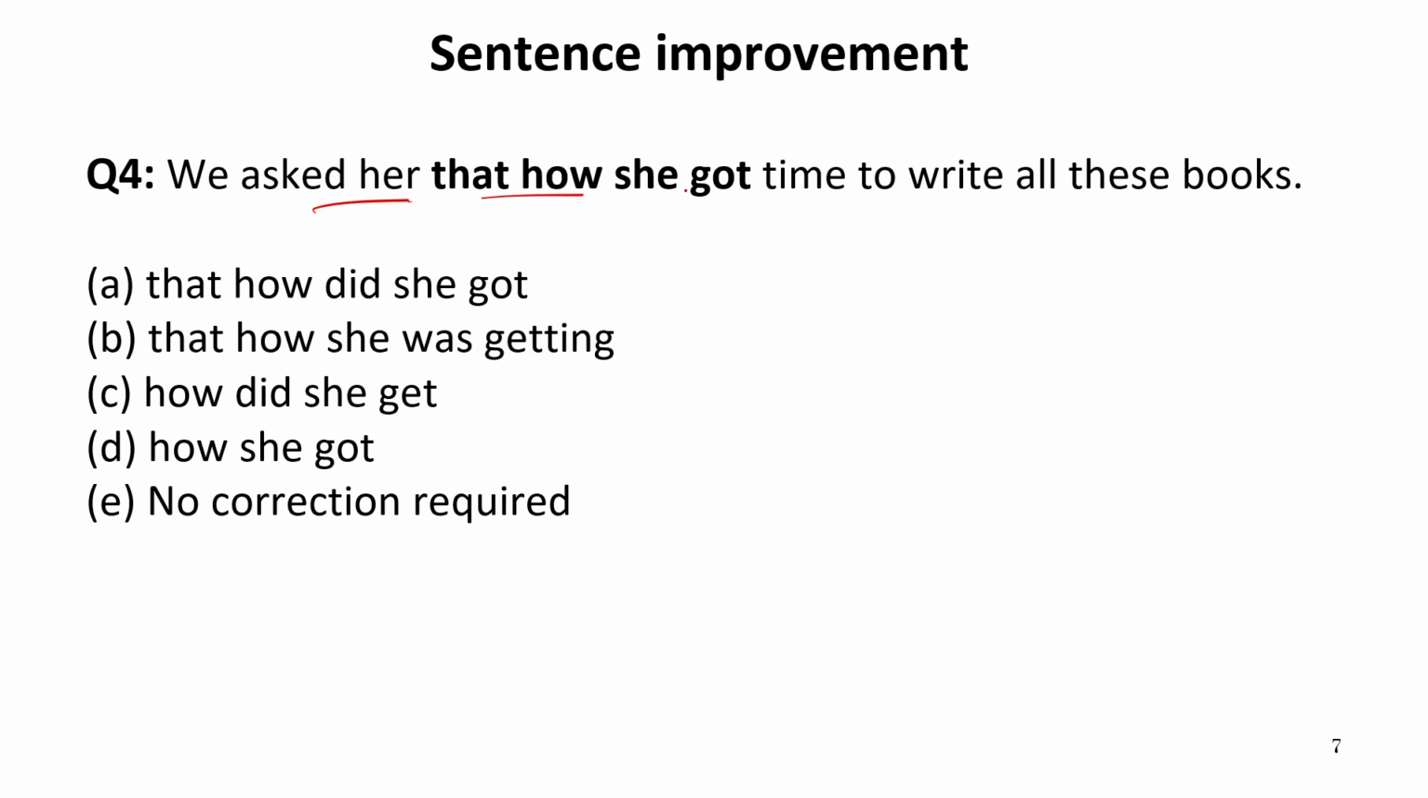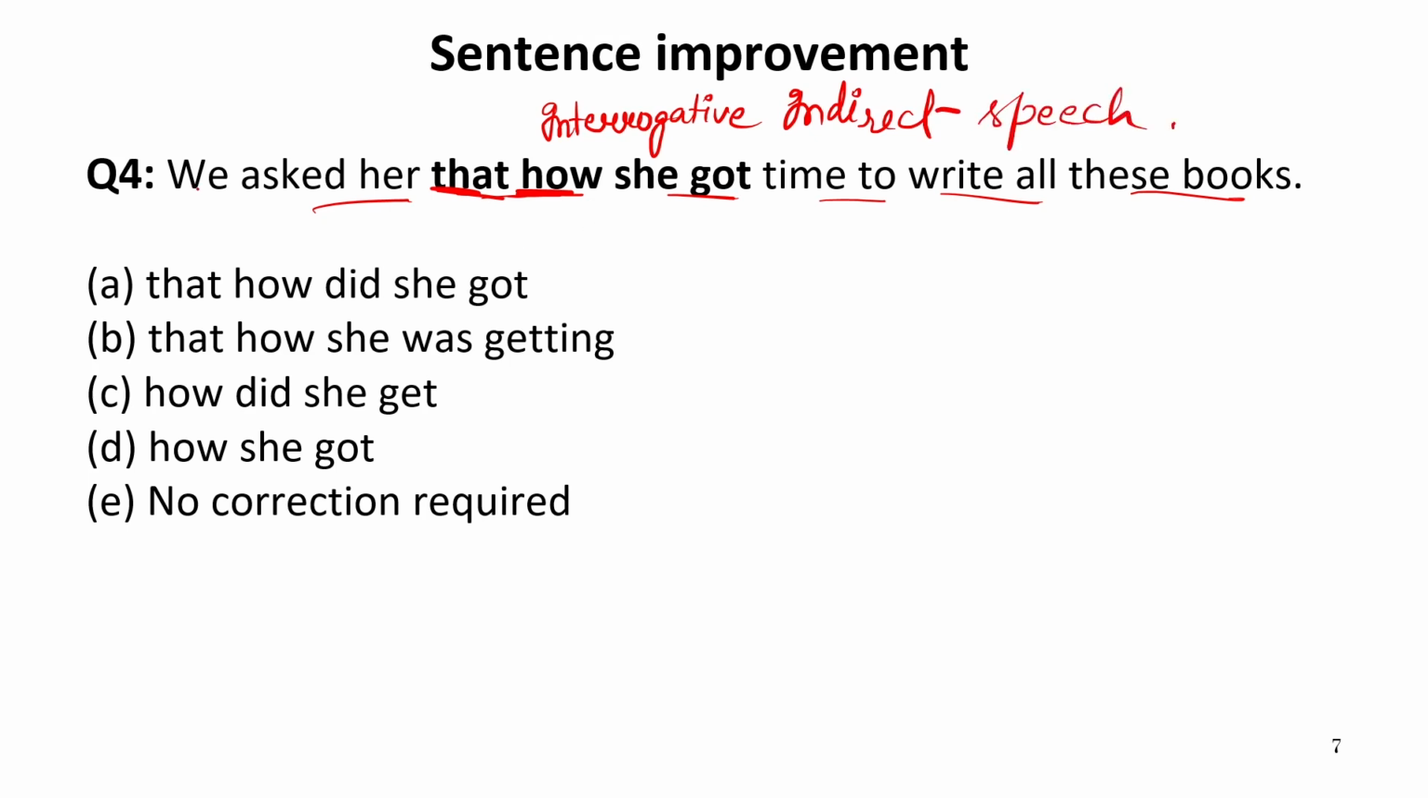We asked her that how she got time to write all these books. Now the sentence is for sure incorrect because we cannot have that and a question word together. This is an interrogative, indirect speech, or you can say indirect speech of an interrogative sentence. So this is the sentence of indirect speech which is given to us.